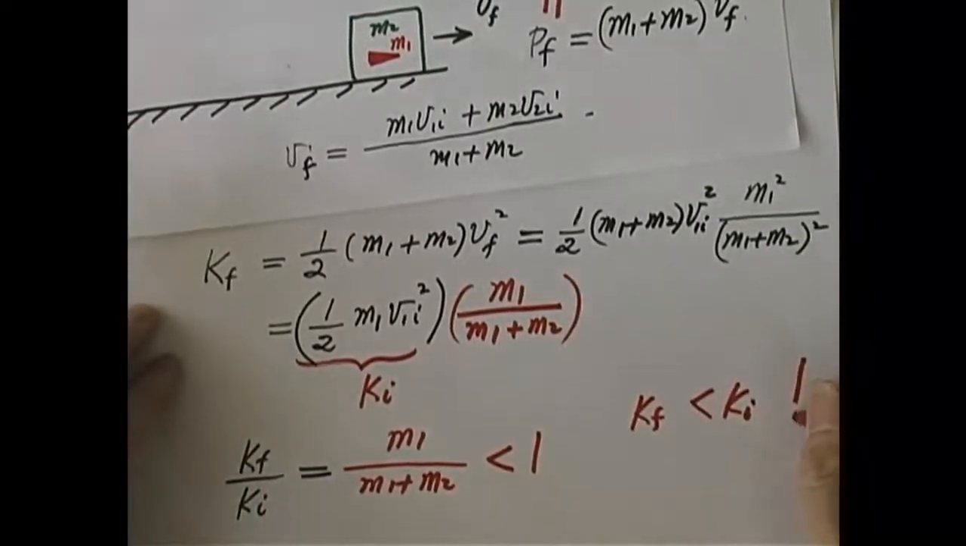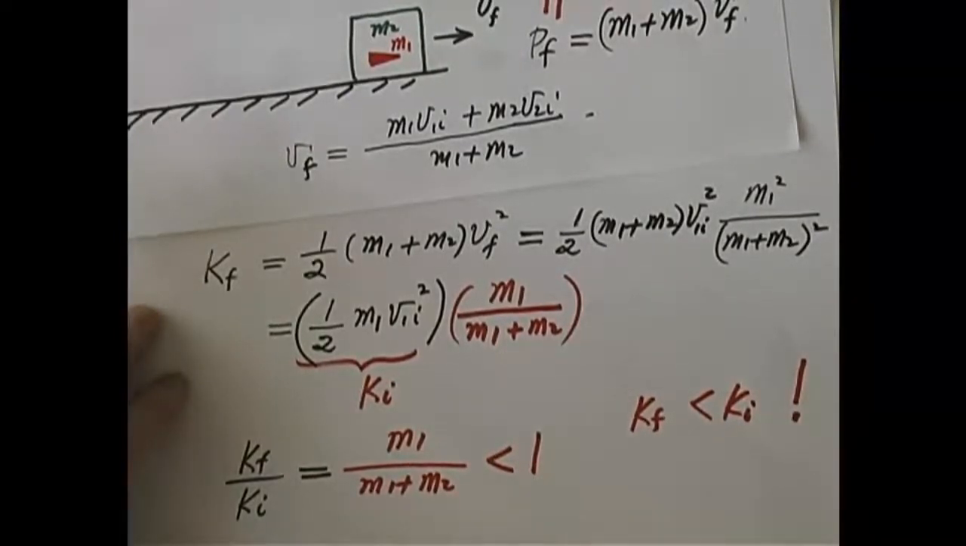That's exactly what we expected. It makes sense because part of the kinetic energy of the bullet was turned into heat and sound. Only part of it got transferred to the block. Another part was actually lost. That's why you end up with less kinetic energy than you had to begin with.